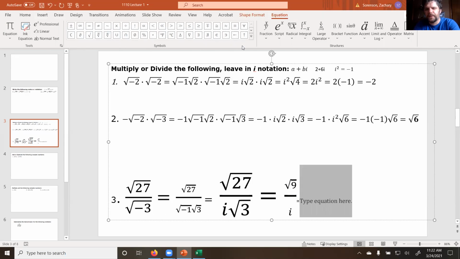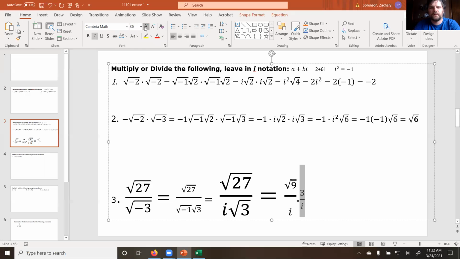So then I'm just left with 3 over I. This slide is something else. Yes, the last part doesn't look too bad. And now, if you have some experience using imaginary numbers, we typically don't like the I on the bottom, but for now, we'll talk about this later in class, and I'm not concerned about that.